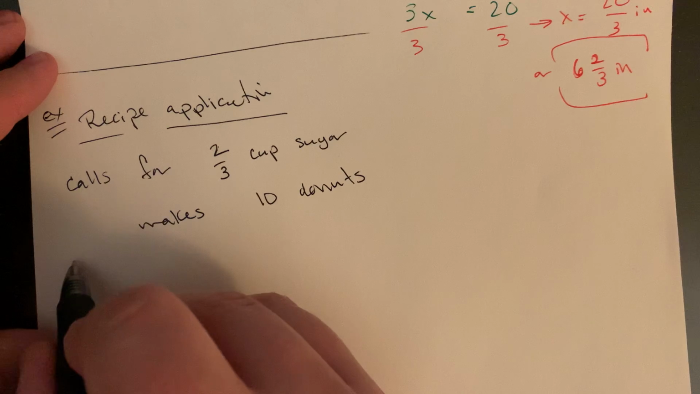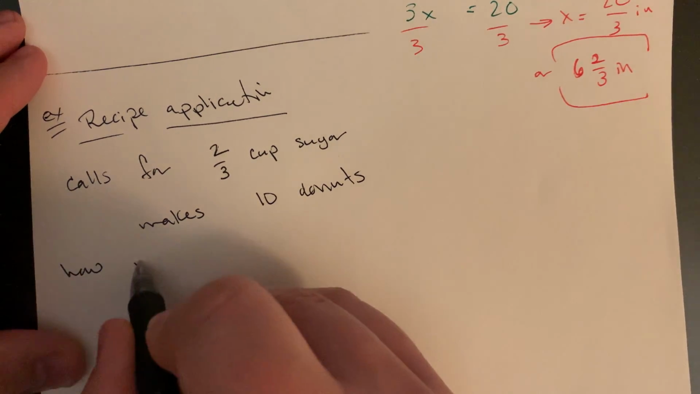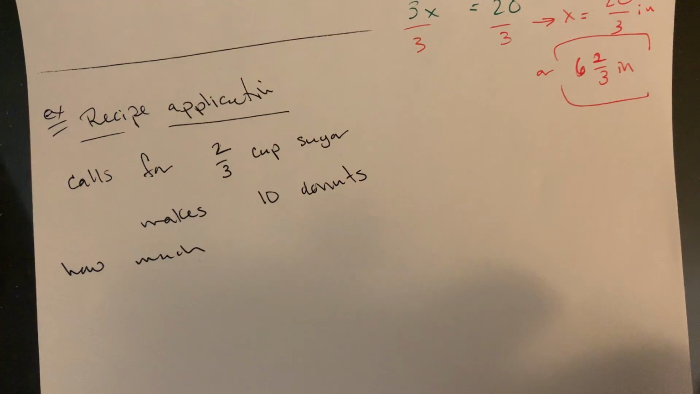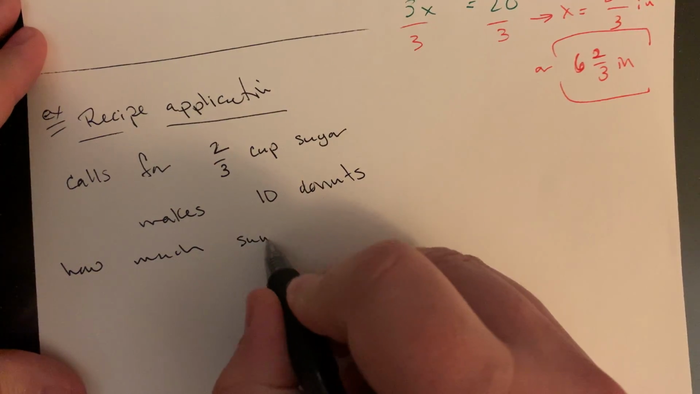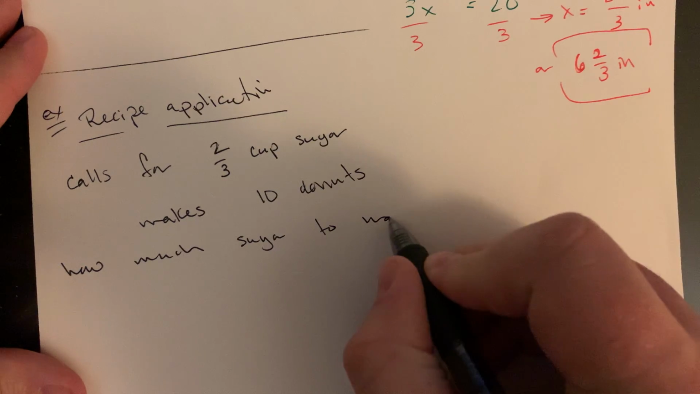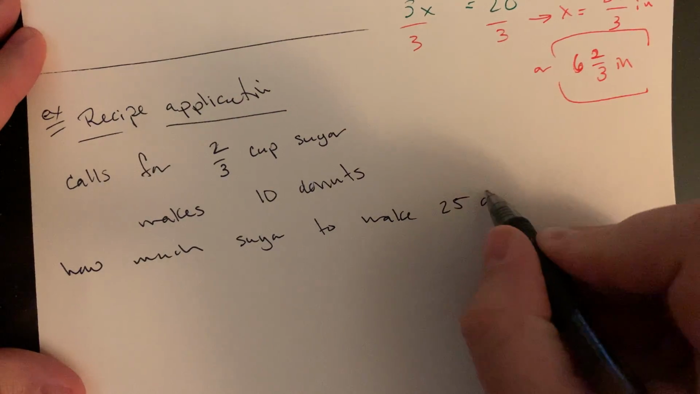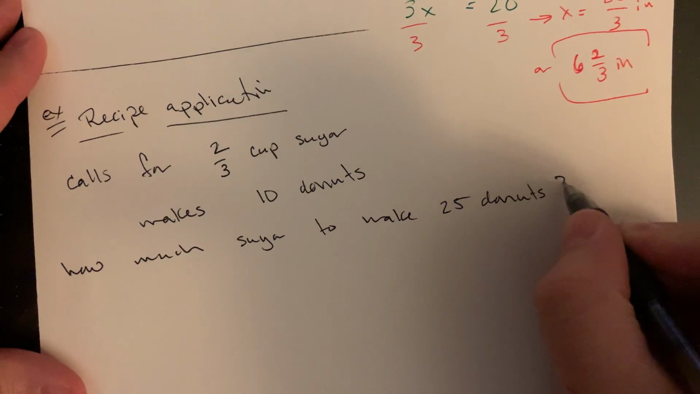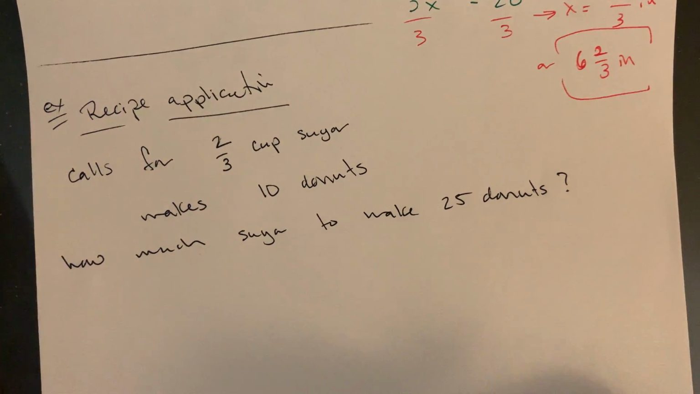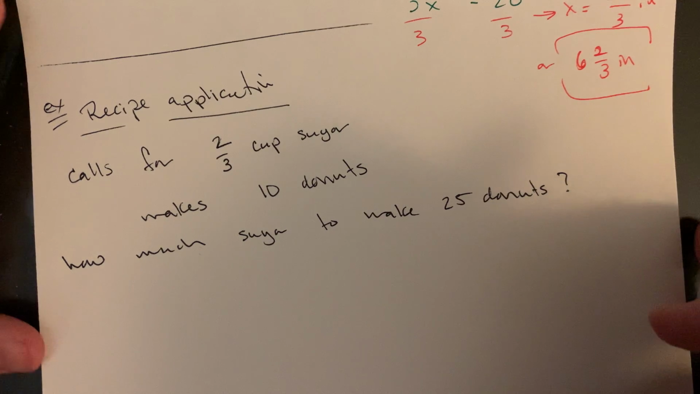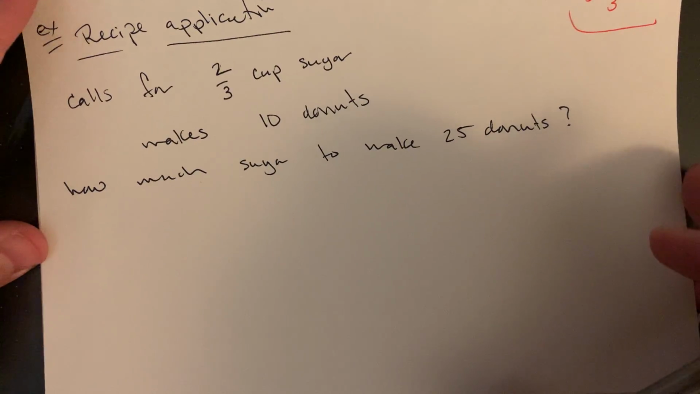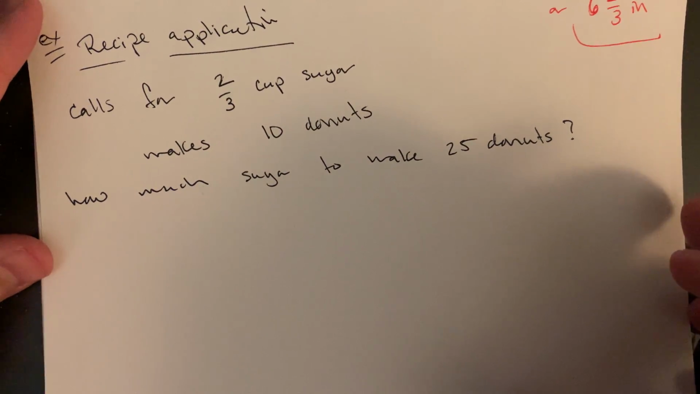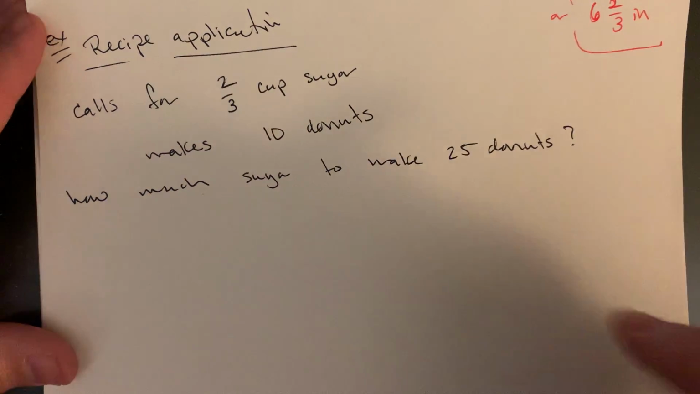And so then I need to know how much sugar to make 25 donuts. So I know 2/3 of a cup of sugar will get me 10 donuts. I need to scale this up to be able to make 25 donuts instead. So what I can do is create a proportion.